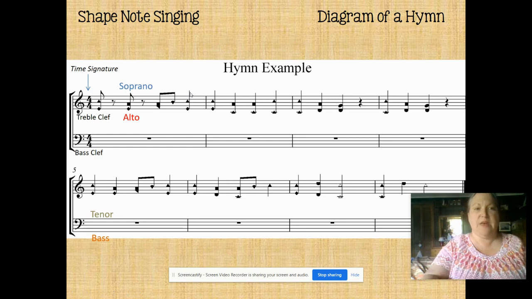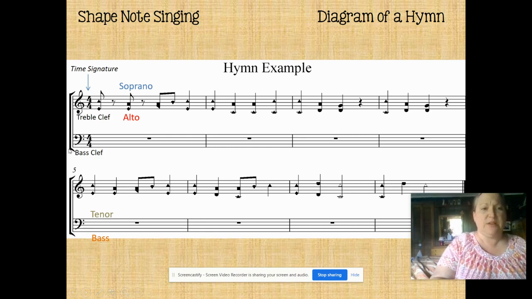So here's a diagram of a hymn. In a hymn, we usually have 4 parts. You have a soprano part and an alto part, and both of those are in the treble clef. And then in the bass clef, you have a tenor part and a bass part. And this is called the piano bracket. It glues the bass clef and the treble clef together.